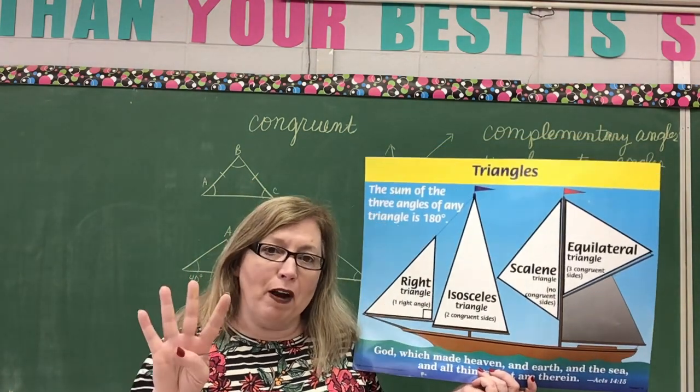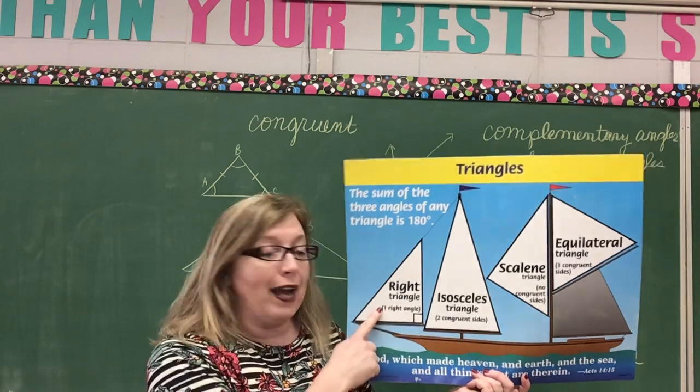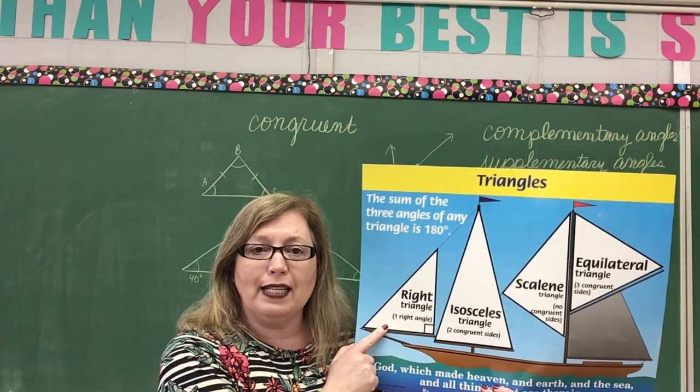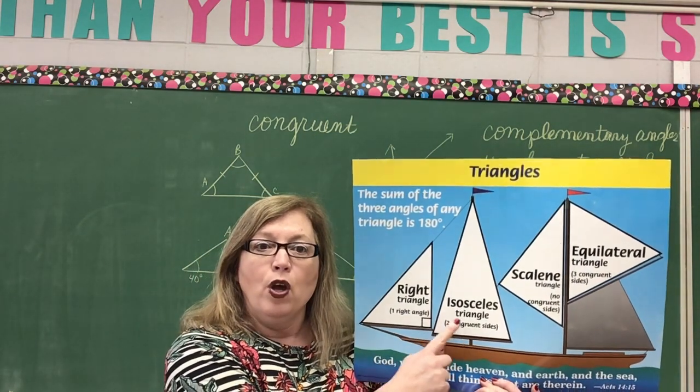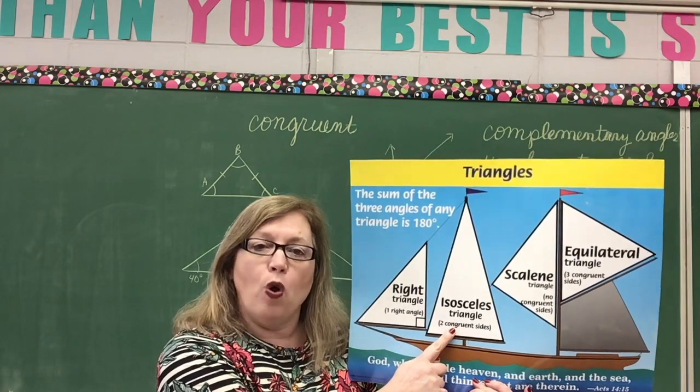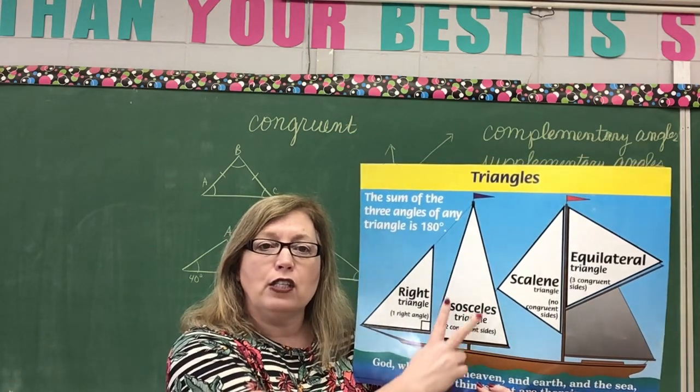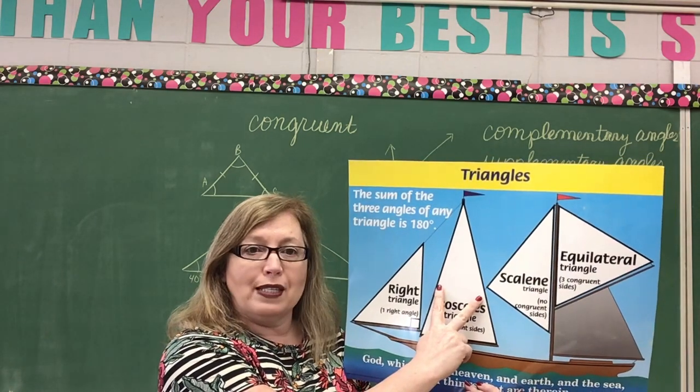Okay, so let's talk about our four triangles again quickly. We have a right triangle. We know it's a right triangle because it contains a right angle. We have an isosceles triangle. We know that it's an isosceles because it has two congruent sides.